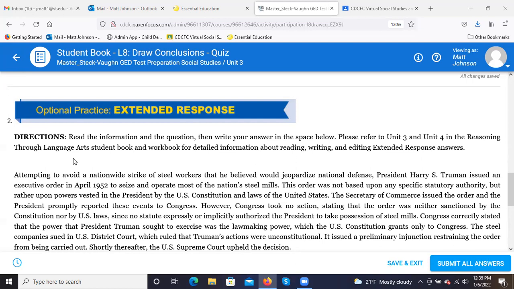The steel companies sued in U.S. District Court, which ruled that Truman's actions were unconstitutional. It issued a preliminary injunction restraining the order from being carried out. Shortly thereafter, the U.S. Supreme Court upheld the decision.